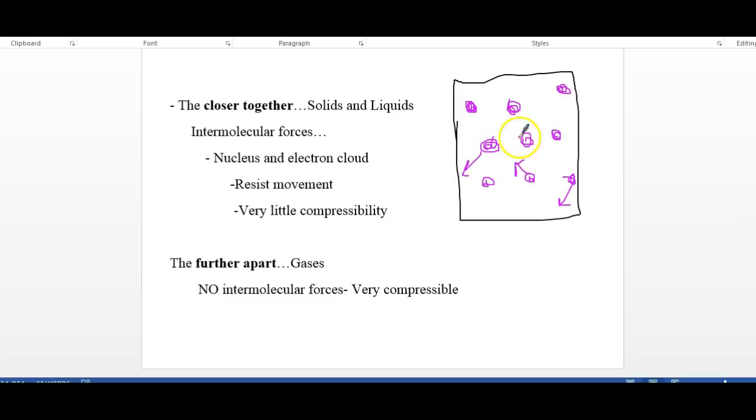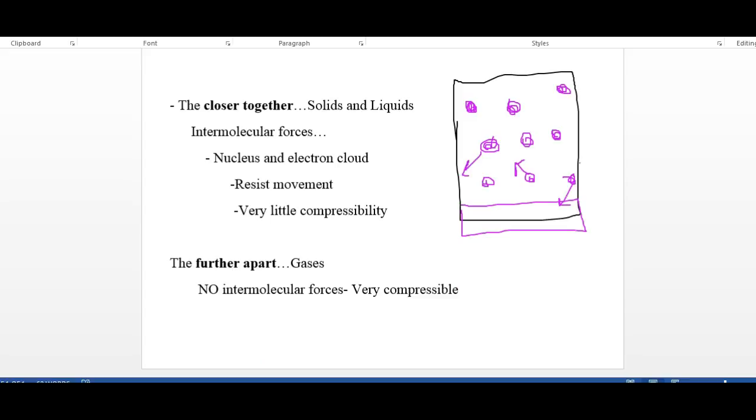These collisions are elastic as well. They don't lose energy. So a particle hits this wall and bounces off that way. Energy is not really transferred. But if I could somehow take a piston and put it in here, and then push this piston down, I could compress this gas.